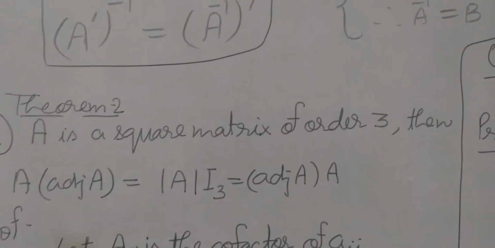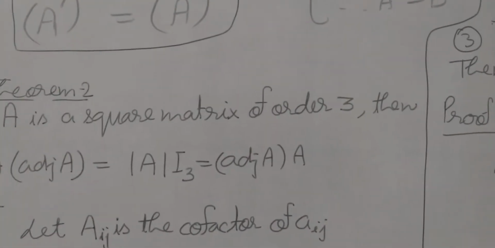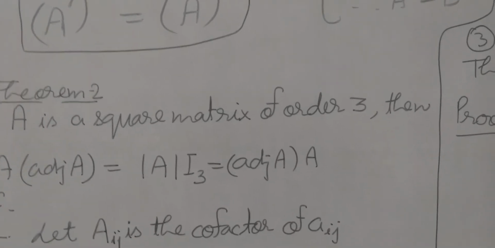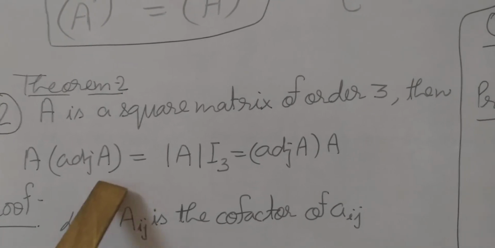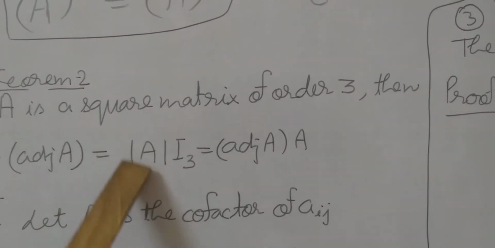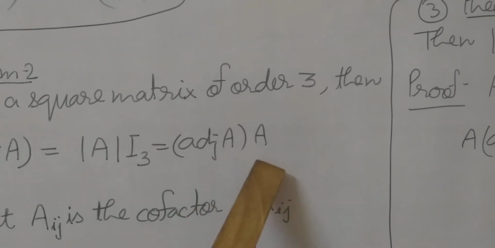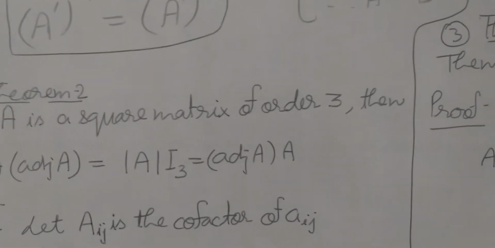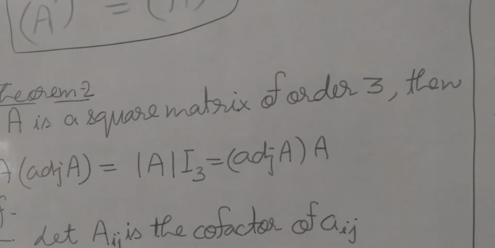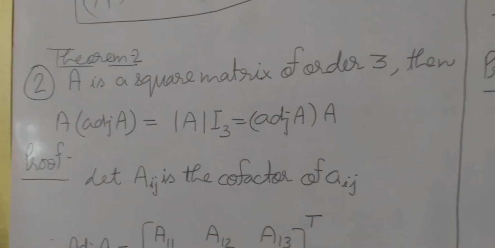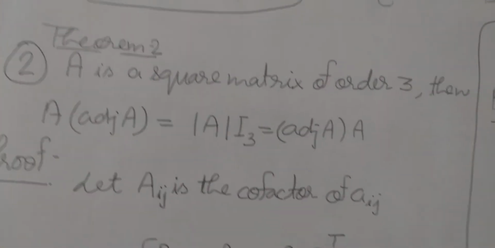Okay students, now come to the second one. Theorem 2. A is a square matrix of order 3, or n we can take. Then A into adjoint A equals determinant of A into I3, equals adjoint A into A. Students, in place of 3 we can take n. I have proved it for order 3 so that you can easily understand.